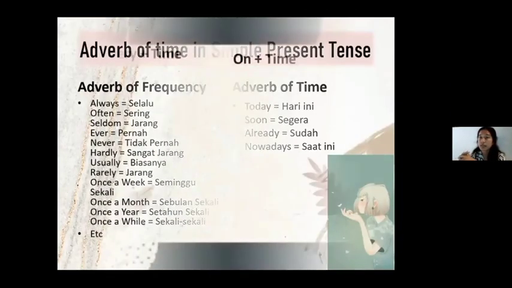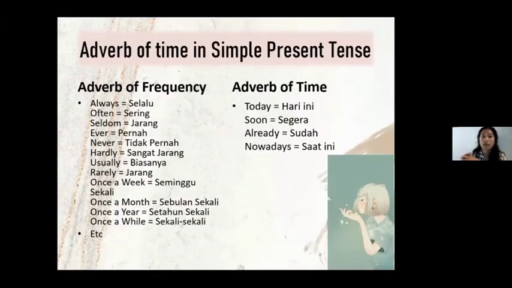Adverb of time in simple present tense. Here we have adverb of frequency. Nah, seperti yang kita tahu, di simple present tense itu menggunakan banyak sekali keterangan waktu. Contohnya, adverb of frequency yang sering kita gunakan adalah always, often, once a week, usually, once a month, once a while, dan yang lainnya bisa kalian cari sendiri. Dan selanjutnya kita mempunyai adverb of time yang biasanya digunakan untuk membuat kalimat simple present tense. Contohnya today, soon, already, nowadays, dan yang lainnya. Bisa kalian cari sendiri juga.